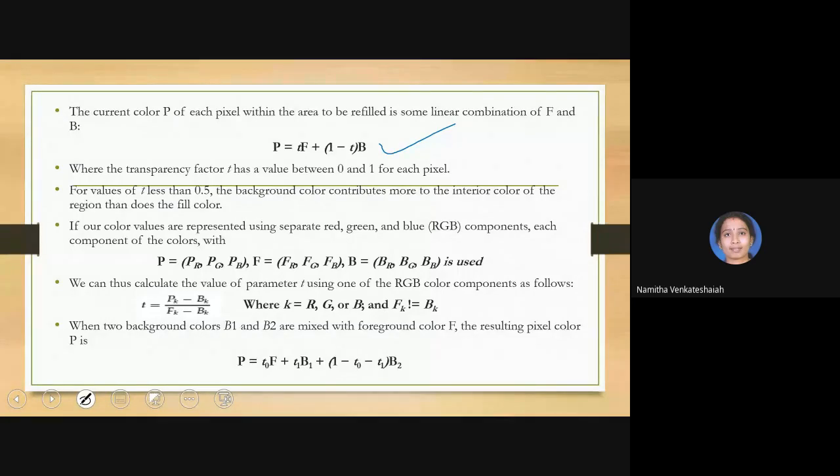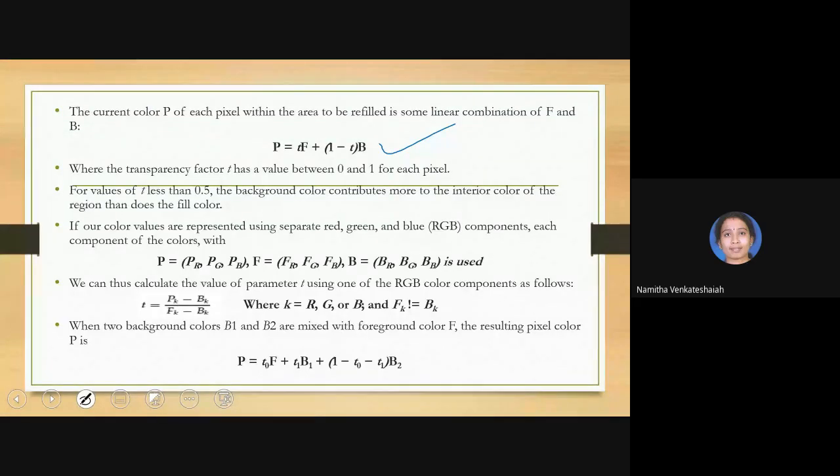That means foreground is also playing some role, and background is also playing some role, and it is controlled by the parameter t. What is t? t is the transparency factor, which will always have a value from 0 to 1 for each pixel. So if you have t less than 0.5, the background color contributes more. If you have t more than 0.5, then the foreground color contributes more.